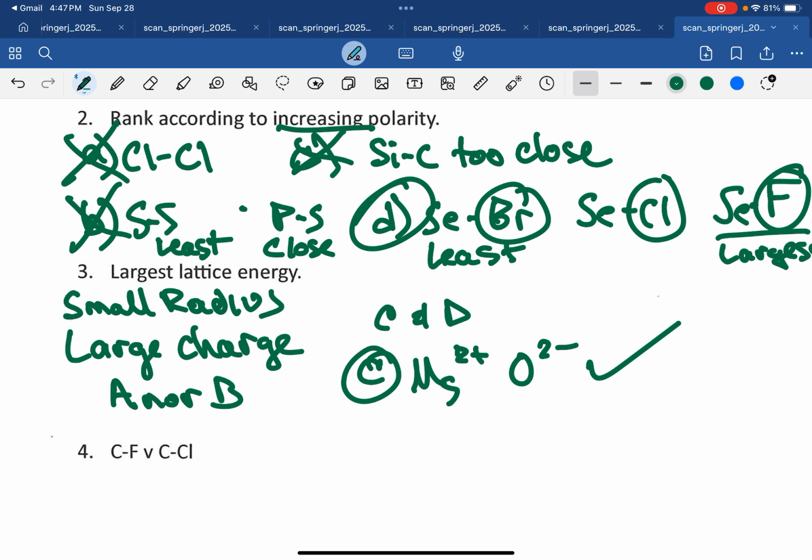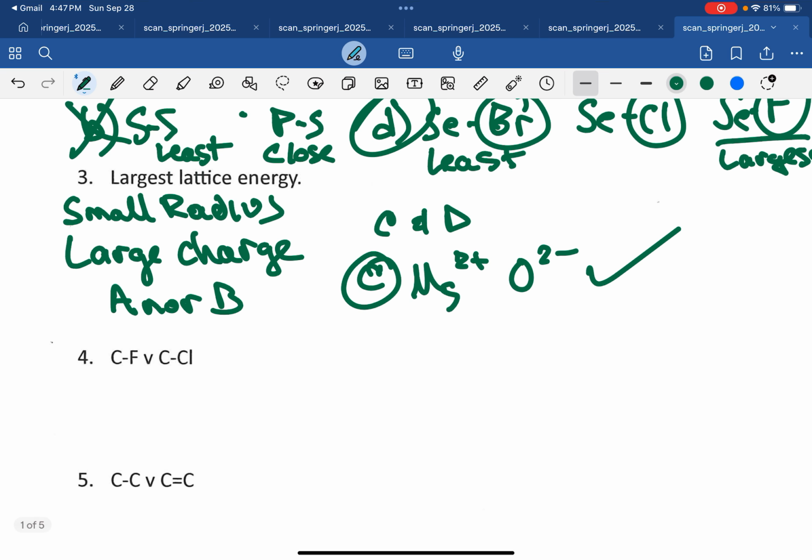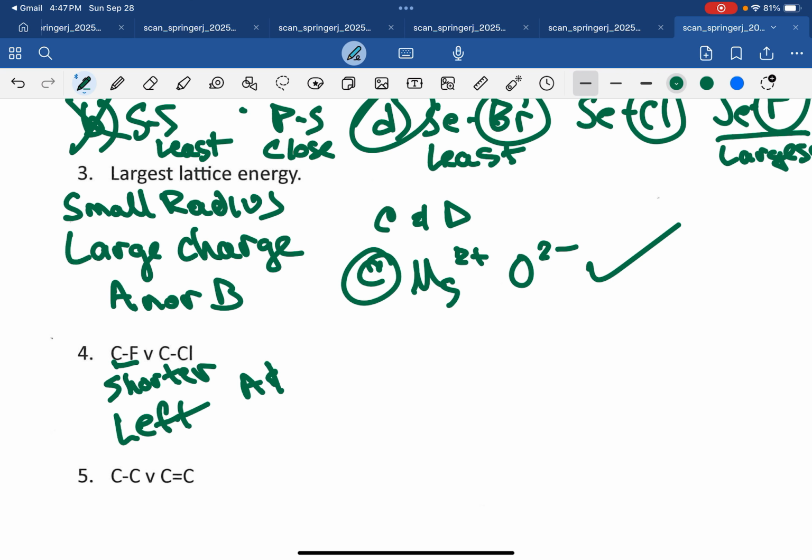So we've got CF and CCl, F being smaller than Cl. So the CF bond should be shorter, which means that the CF curve should be to the left. And we can see that the CF curve is on the left on A and B. So it can't be C or D. And then we want the one where the CF bond, which is shorter, is also stronger, meaning deeper. So we want CF to be deeper than CCl. The correct answer is A.